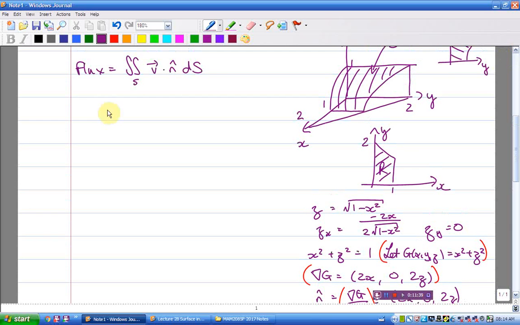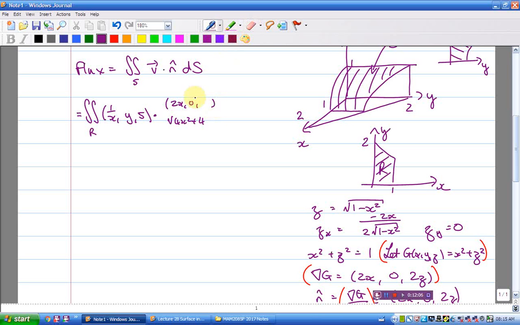Here is the actual problem. I'm going to move my equals over there because I know I'm about to take up a lot of space. I'm going to integrate over r. What's v? v is (1/x, y, 5), dotted with my normal. My normal is (2x, 0, 2z) over the square root of 4x squared plus 4z squared. Sorry, z.